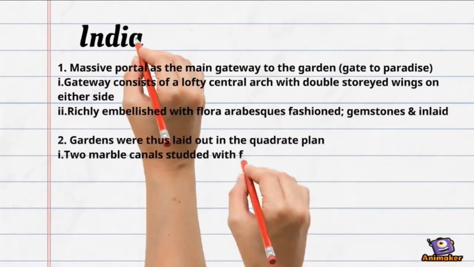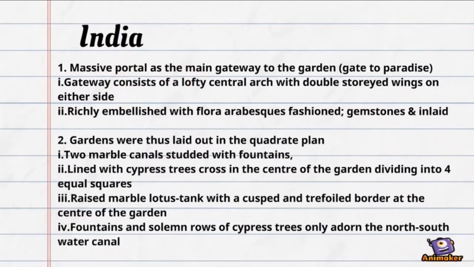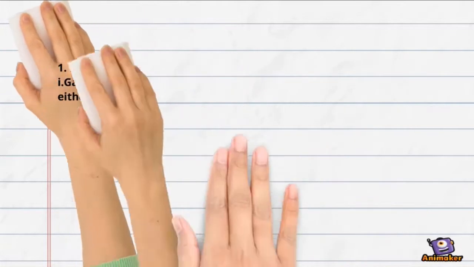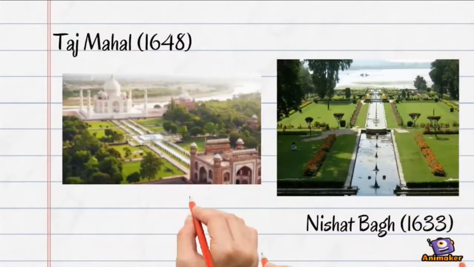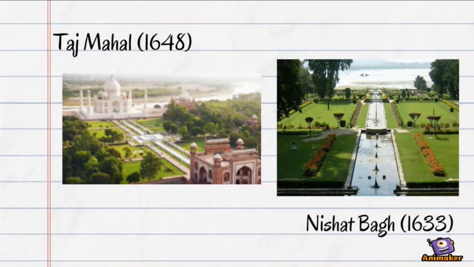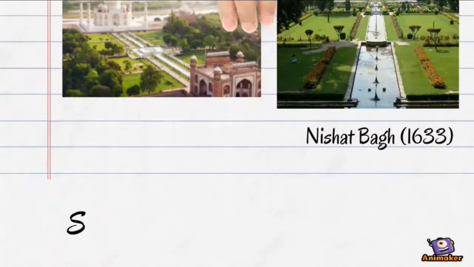India. The design consists of massive portal as the main gateway to the garden known as the Gate to Paradise. The gardens were laid out in the quadratic plan. Two marble canals studded with fountains. Garden lined with cypress tree cross in the center of the garden and dividing it into four equal squares.